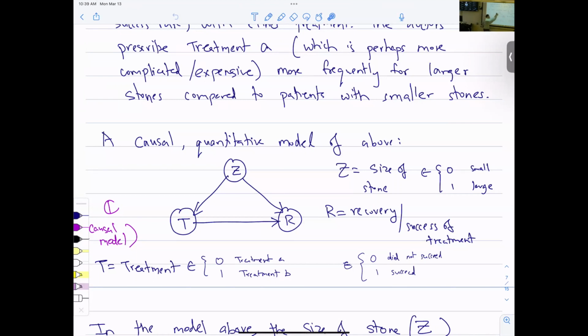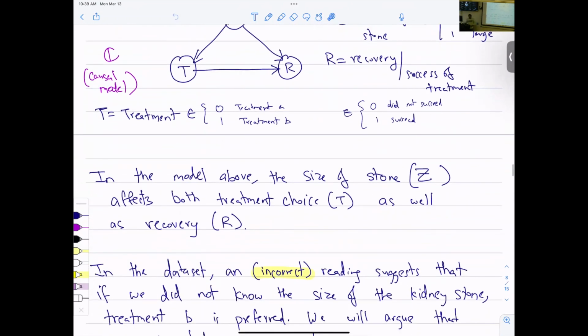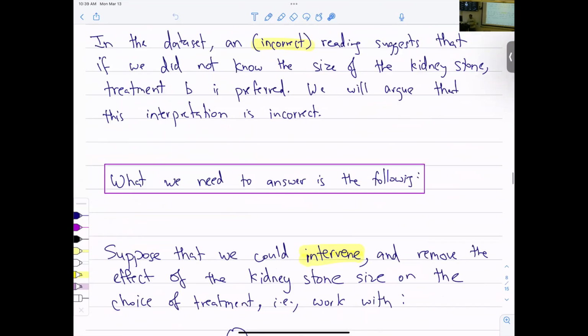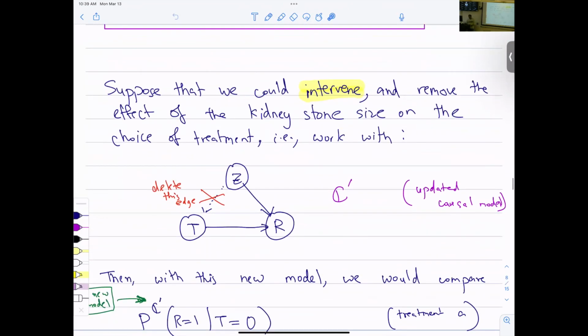What is happening is Z is a confounder. I'm introducing new language now. The relation between treatment and recovery is being influenced by Z because it affects both the choice of the treatment and the recovery. So an incorrect reading, such as if you do not know the size of the stone, treatment B is preferred, is clearly wrong. And we will need to really answer the following to check whether treatment really affects recovery.